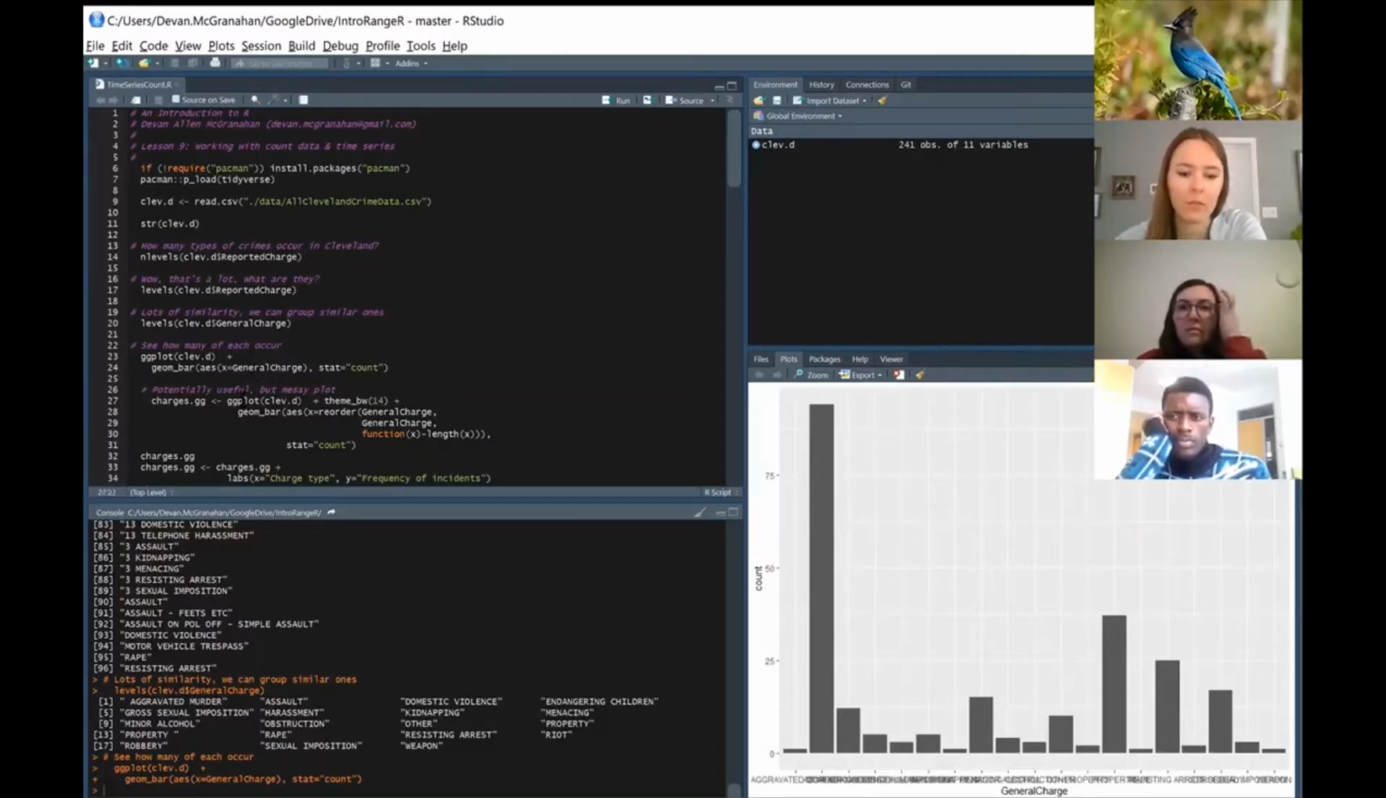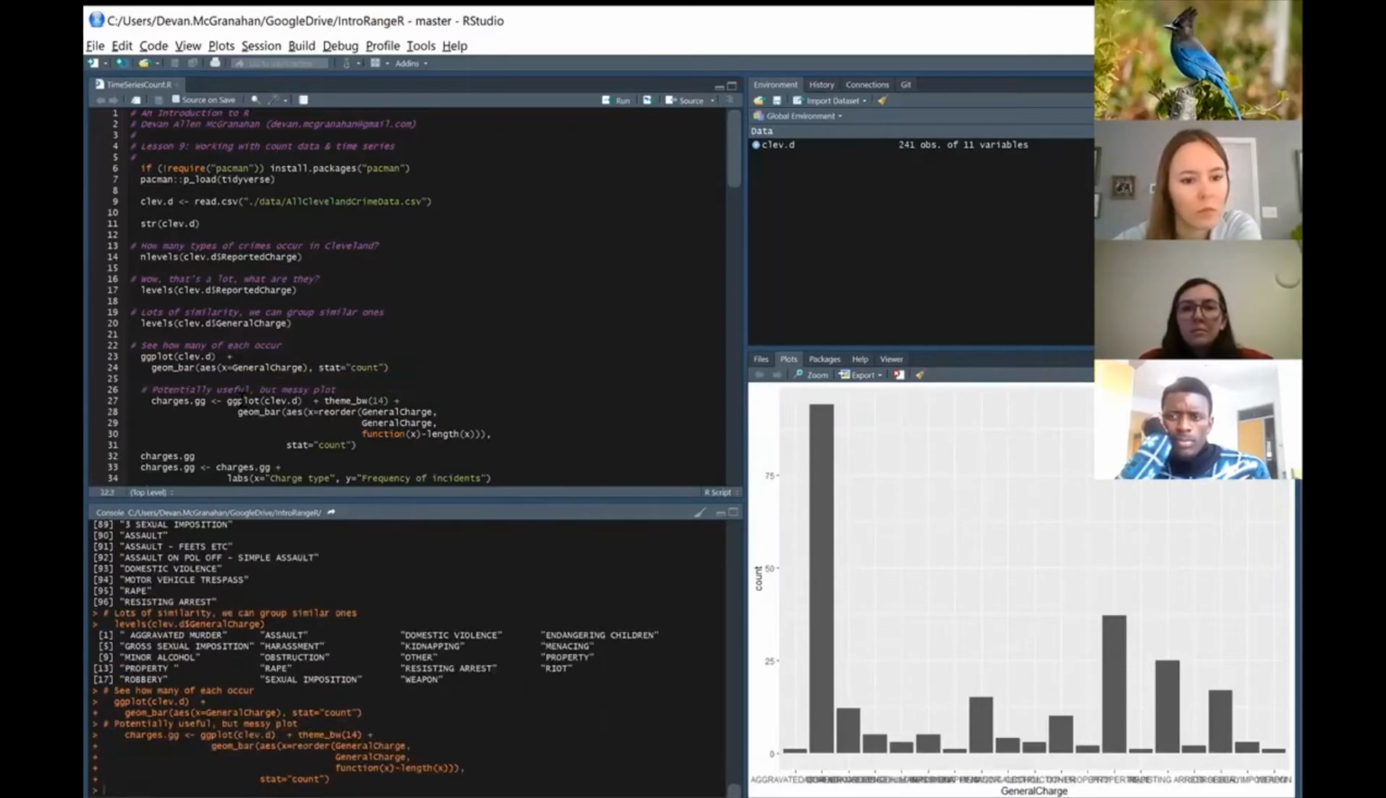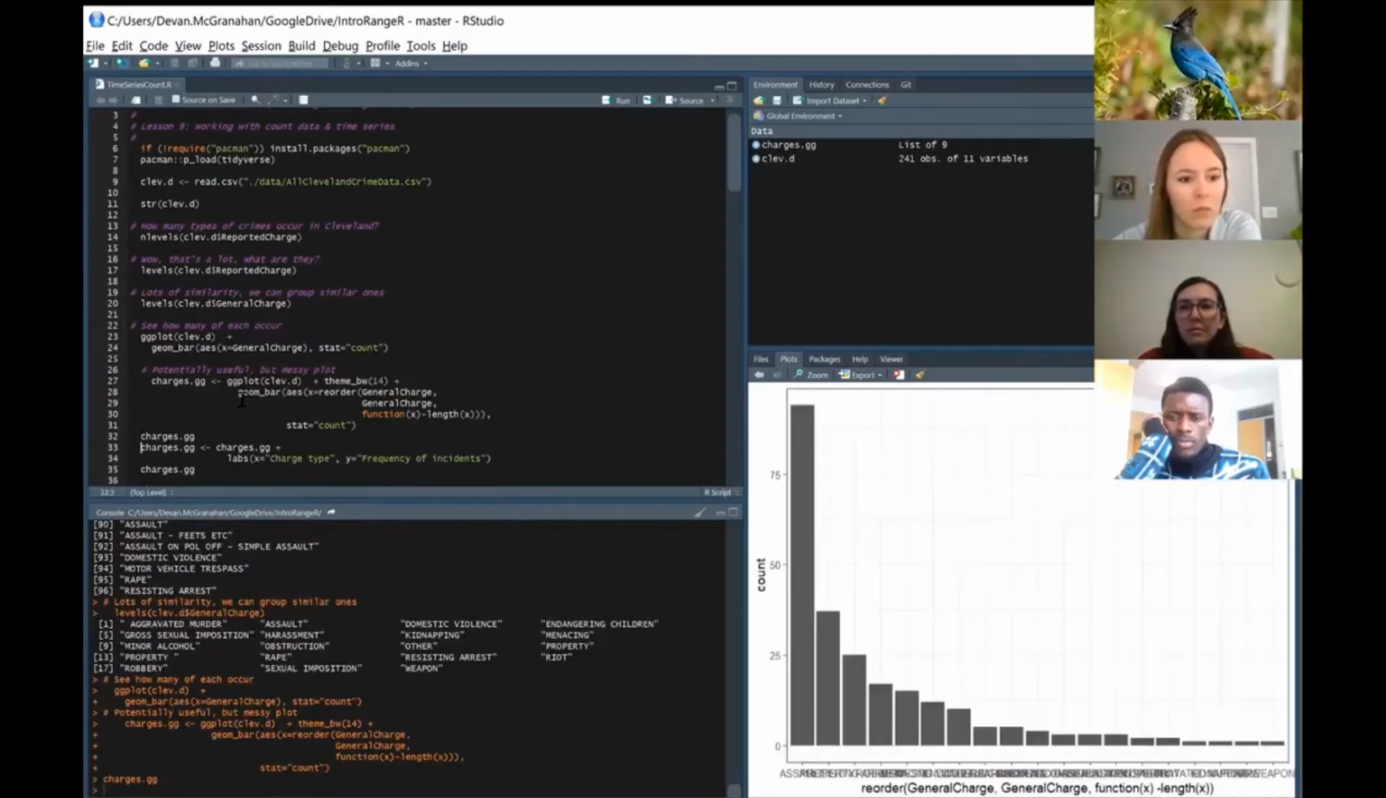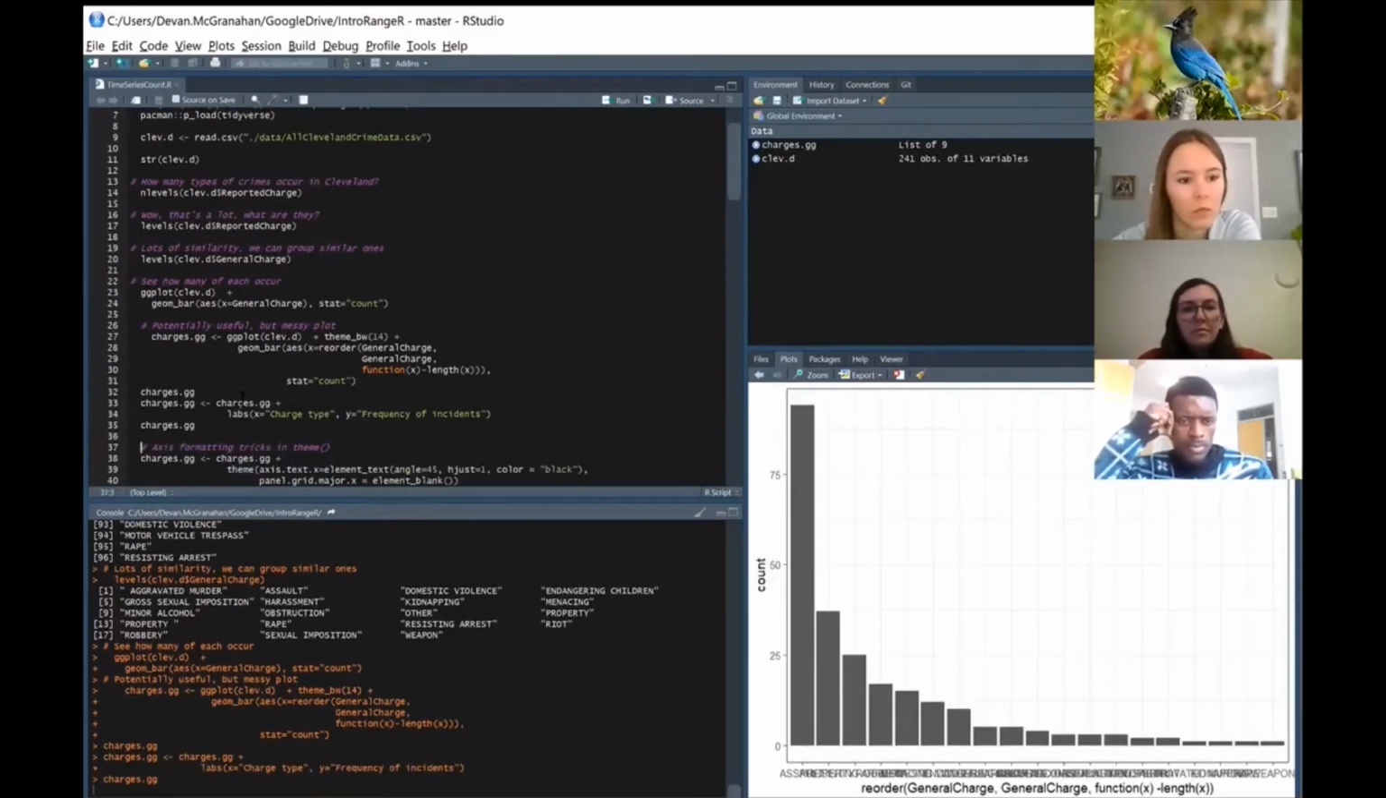The first thing we can do is reorder that by wrapping the reorder function around our x. Now, we've used all this before. You might not remember it, but we used it early on, and so now we've at least changed the order so that it's descending. You can see in each of these I'm updating that charges.gg, just adding these things to that ggplot object. And it's just cleaning up the axes a little bit.